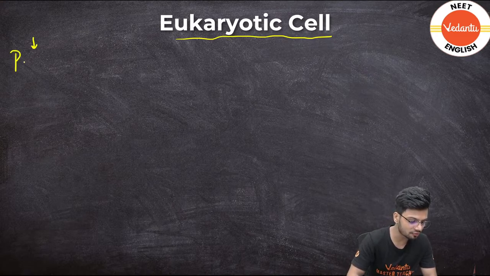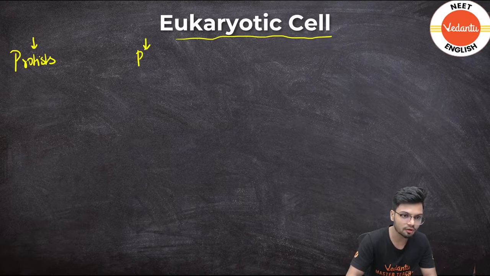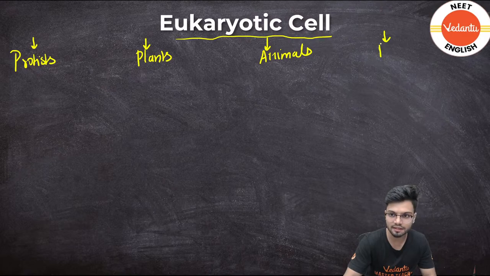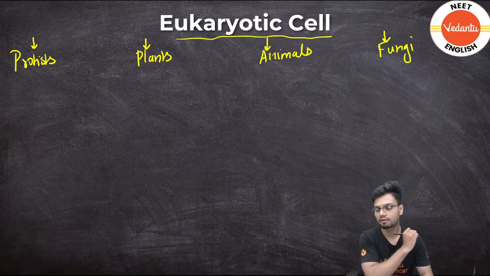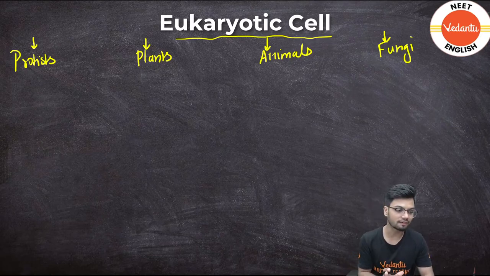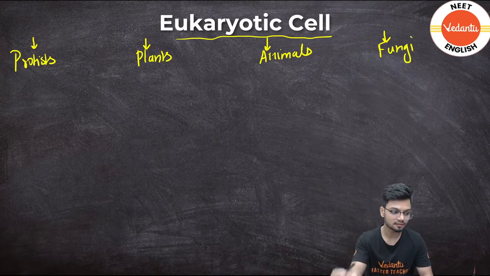Eukaryotic cell is seen in the case of your protists. Eukaryotic cell is found in the case of your plants. Eukaryotic cell is present in the case of your animals. Eukaryotic cell is also present in the case of fungi. Every single other kingdom, other than the Monera, you can find the eukaryotic cell.